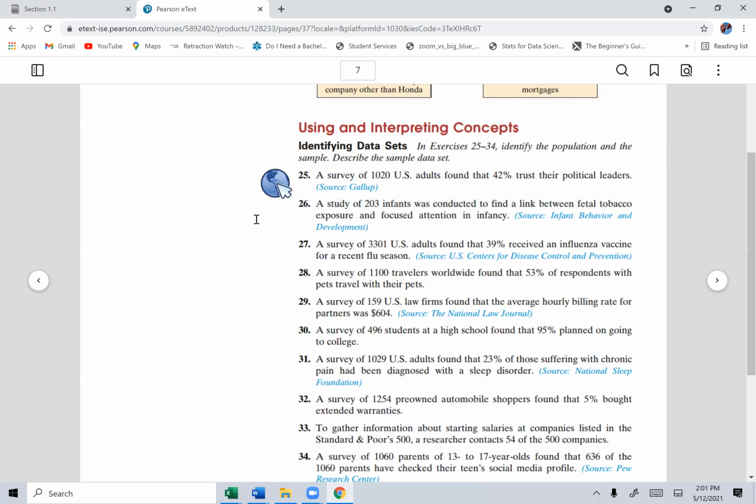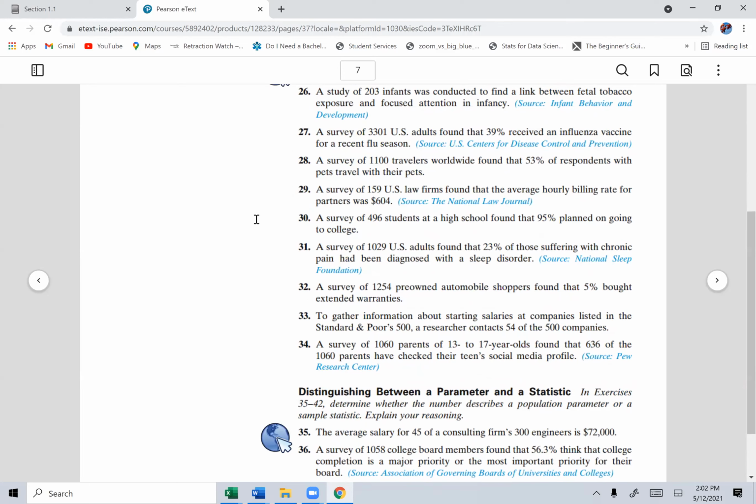A study of 203 infants was conducted to find a link between fetal tobacco exposure and focused attention in infancy. What would be the sample and, first of all, what is the population? In order to get the sample, we need to know where it came from. What's the population? All the infants, exactly. That's the population. And what would be the sample? 203 infants, exactly, guys. Very good.